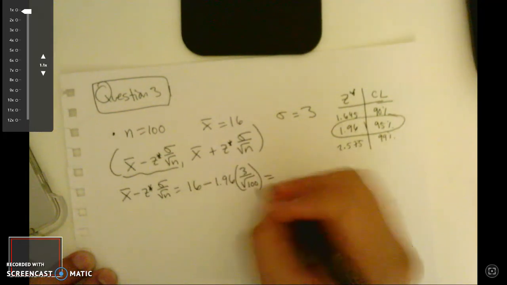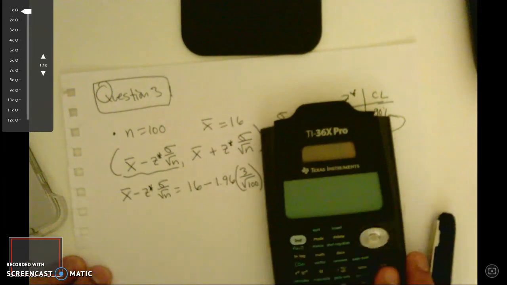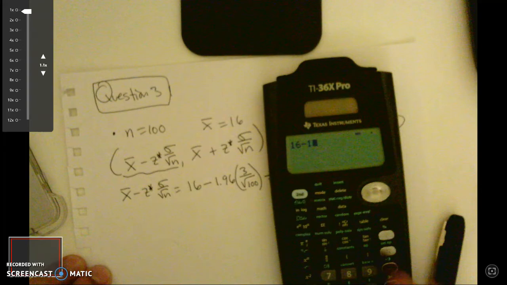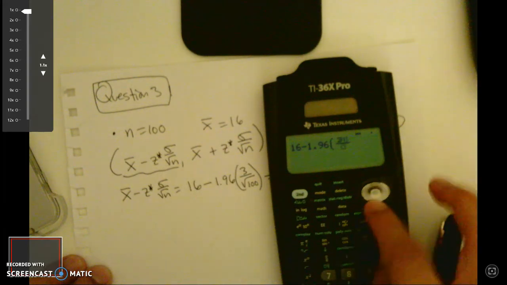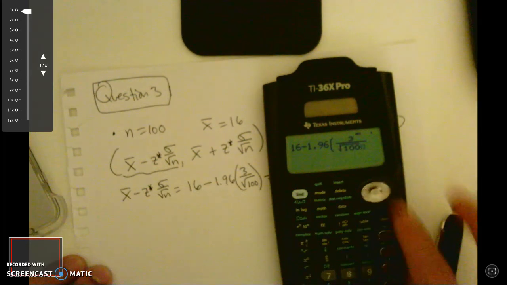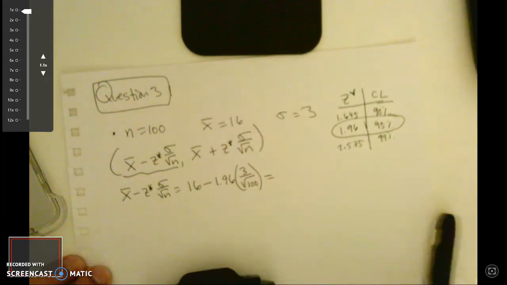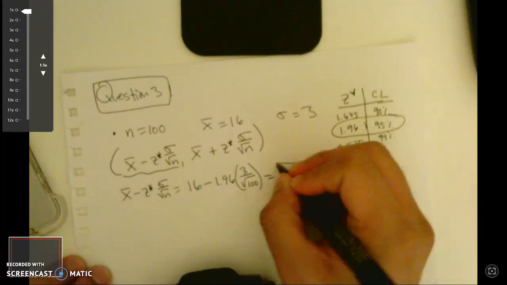I'm going to put this into my calculator and see what I get. So I have 16 minus 1.96 times 3 over square root of 100, which is basically 10. I put it into my calculator, and I get approximately 15.412. I'm going to leave it as 15.4. So this is what we get for the lower bound.